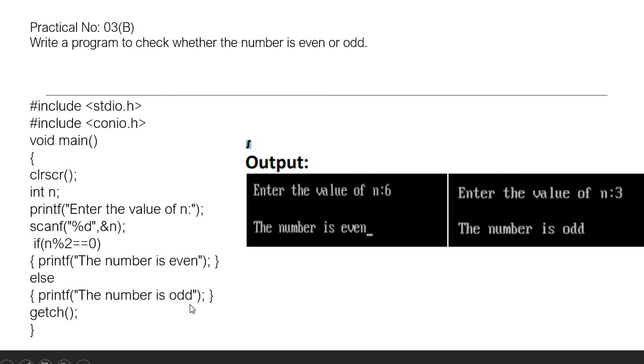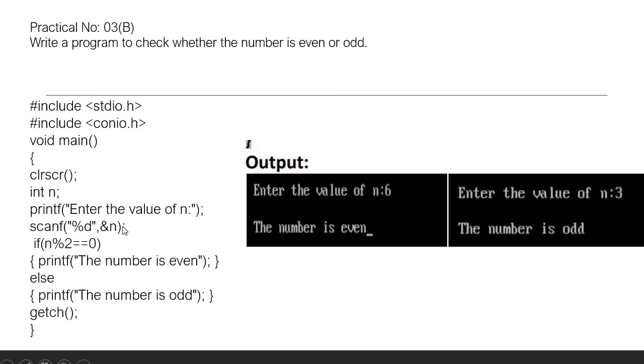Now let's move towards the next practical part, that is, write a program to check whether the number is even or odd. To find out the even number, we have to divide that number by 2, and if the remainder is 0, it indicates the number is even, and if we are getting any remainder, then that becomes my odd number. So the same process we have to use over here. Let's see our program.